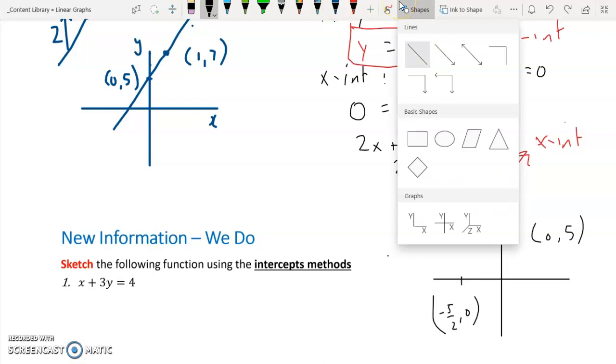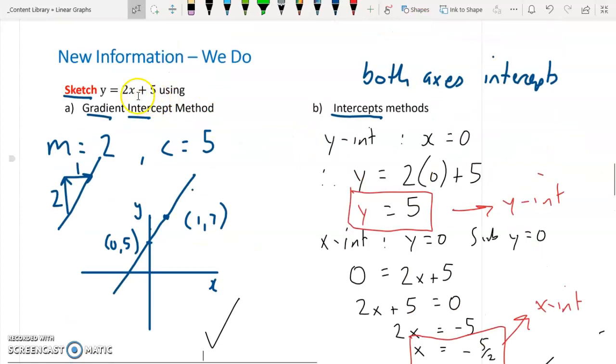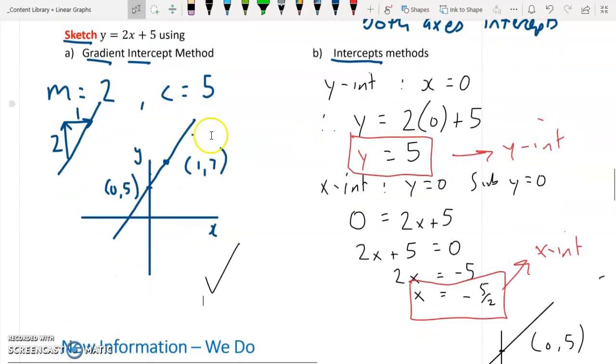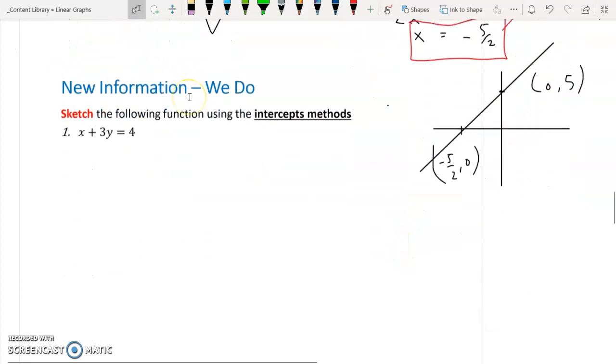Try to get a straight line. Not too bad. Okay, and there we have it. Okay, so which method was better? I think this one, because we're already told it's in the gradient intercept form, so it's easy to do. This one needs a little bit of algebra, especially finding the x-intercept, so potentially a bit better to use the gradient intercept method.